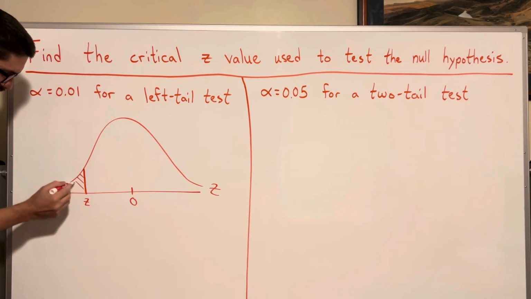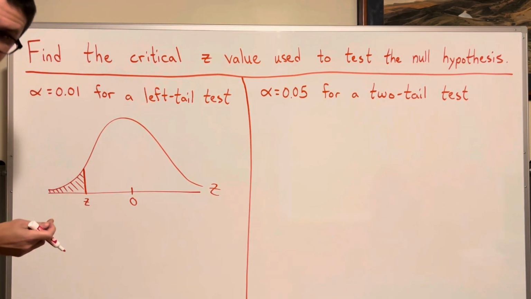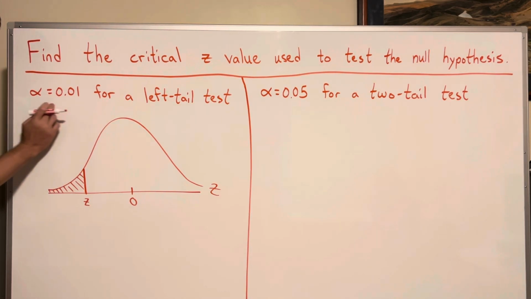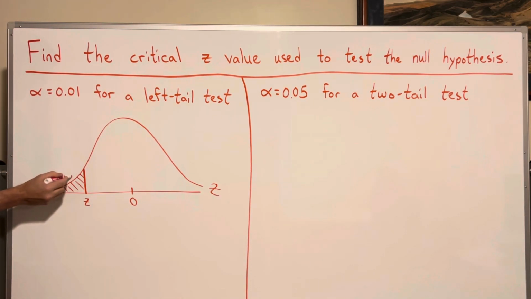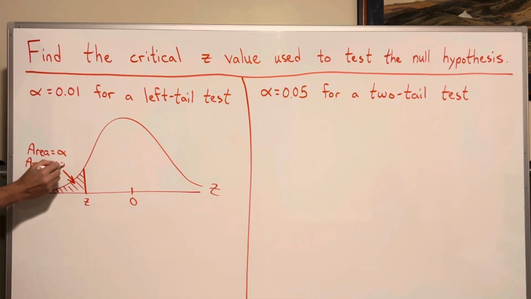Now this area created here by this critical value is the alpha. So this area equals alpha, which is given as 0.01.